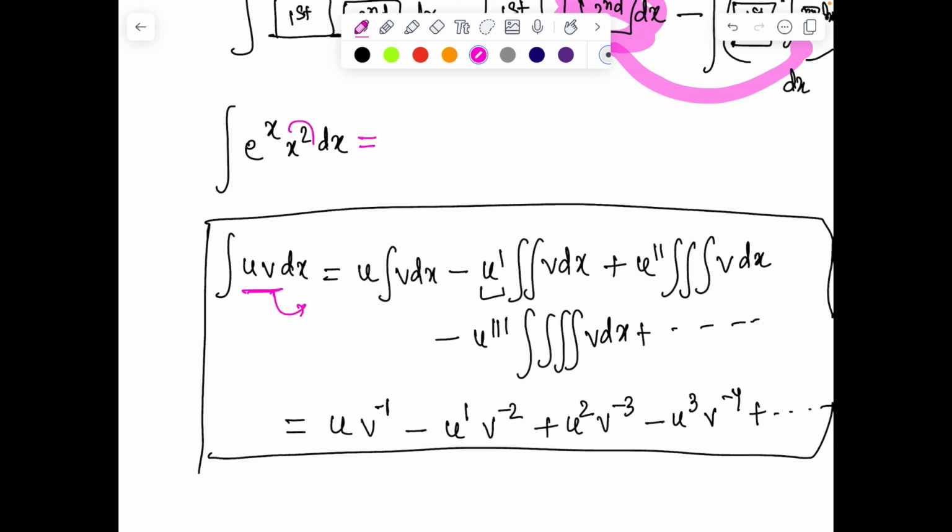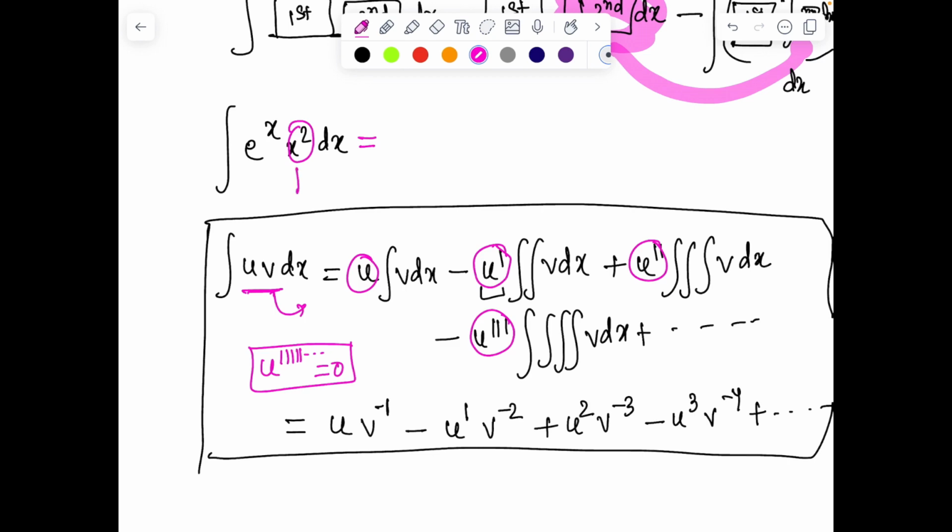Because in this I can clearly see if I select the function u in such a fashion that its derivative is eventually killed, so if I take any function u whose repeated differentiation, let's say the nth derivative, becomes 0 at that point, so the process of generalized integration by parts will end.